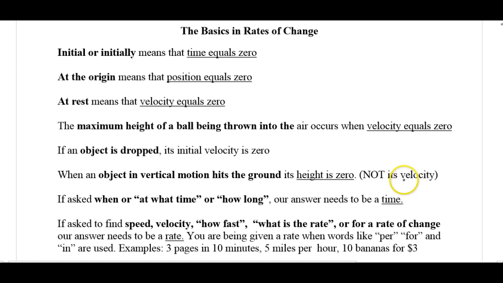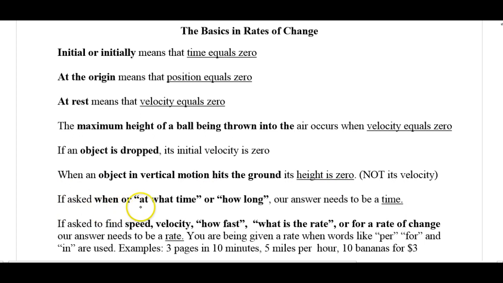Now a second after an object hits the ground, then yes, its velocity is 0, because it's not going anywhere anymore. But in general, if we're trying to find when an object in vertical motion hits the ground, we need to know that time. And that time is when its height is 0, because its height off the ground will be nothing once it hits the ground.